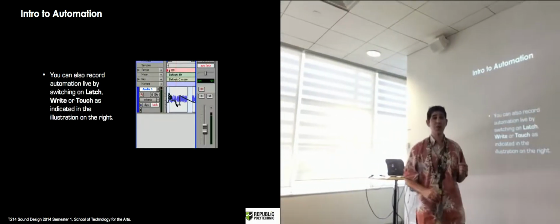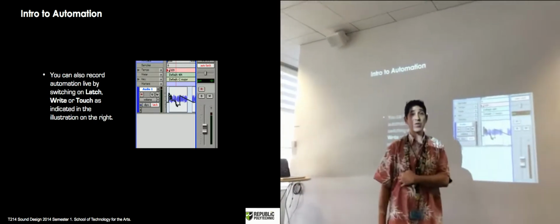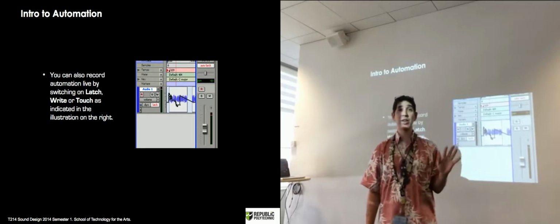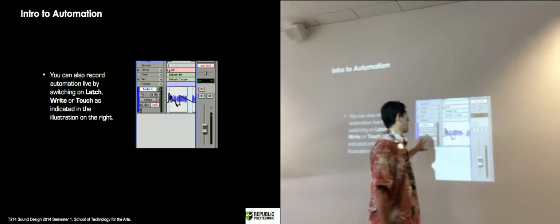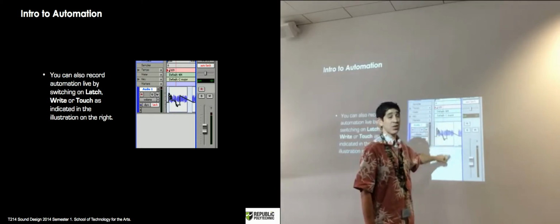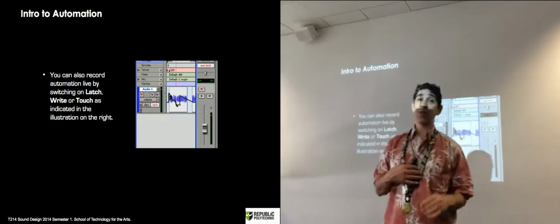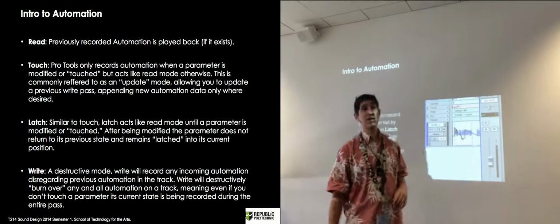You can also record, which means that you can do it live. And there's 3 different modes of doing it live. You have your latch, your write, or your touch. Essentially what you do is you'll play it, and as the sound is playing, you will adjust your fader here, and it will move with it. So how do these things work? All right, let's take a look.